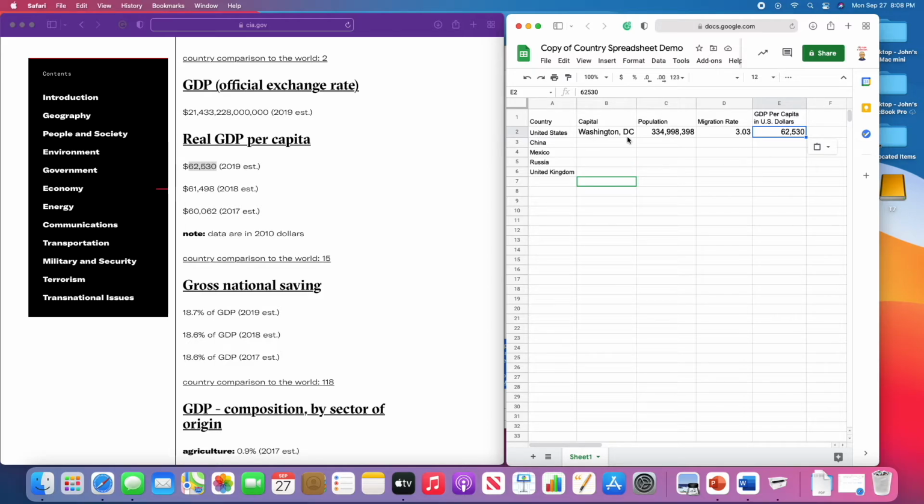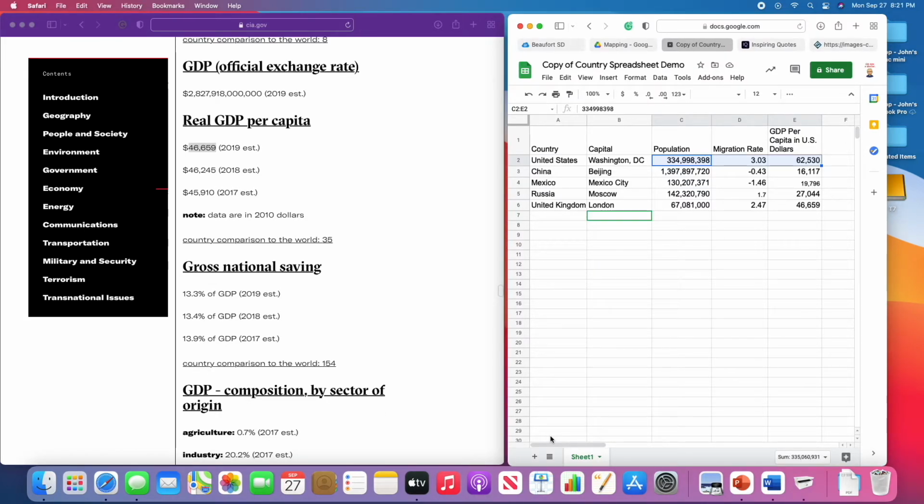And that's how we get this information into the spreadsheet that we're going to be using for a variety of different things. We're going to be comparing information between these countries. We're going to maybe map some of this data into a mapping spreadsheet or a mapping application. So a lot of different things.